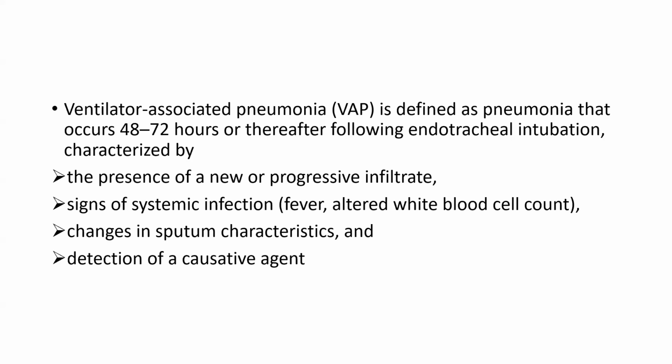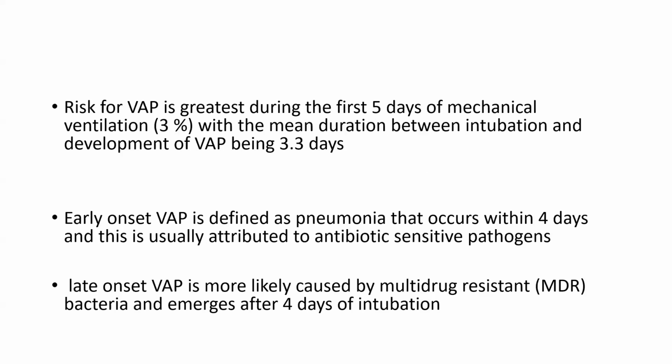Ventilator associated pneumonia is defined as pneumonia that occurs 48 to 72 hours or thereafter following endotracheal intubation, and it is characterized by the presence of new or progressive infiltrate, signs of systemic infection like fever, altered white blood cell count, changes in the sputum characteristics, and detection of positive agents.